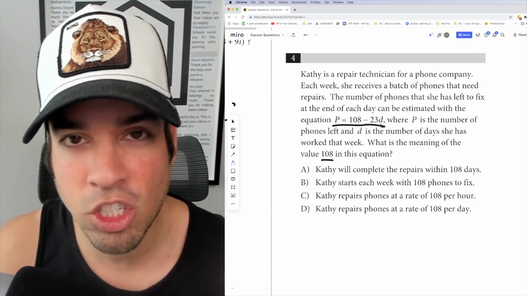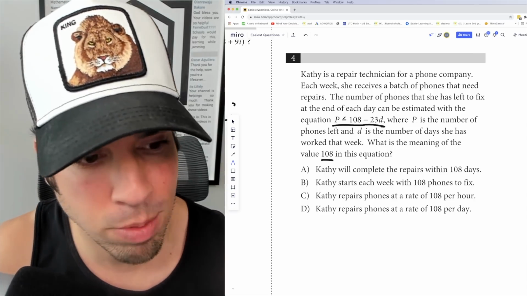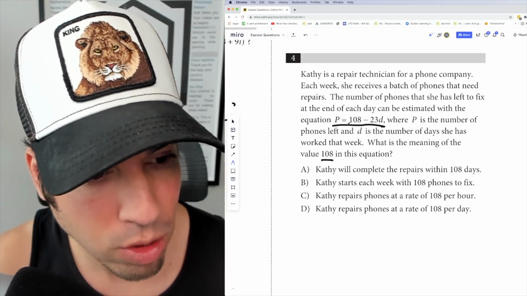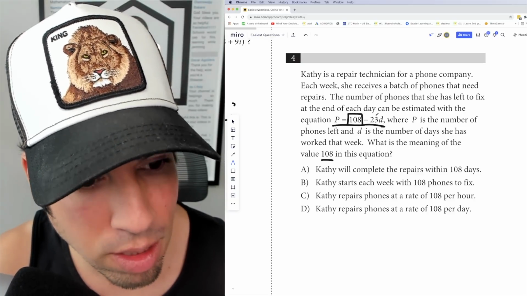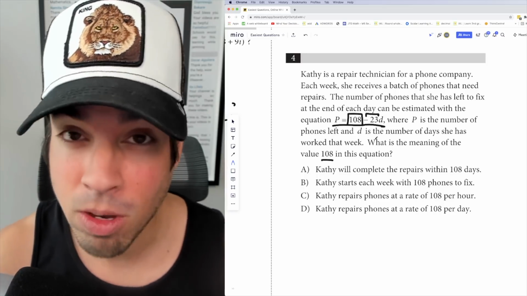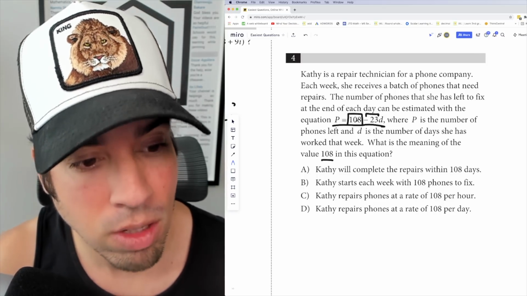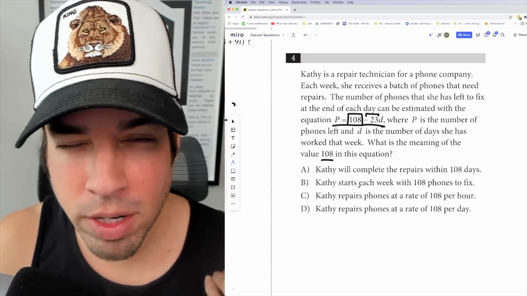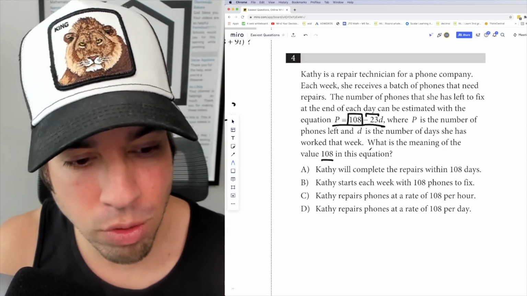And what type of equation is it? It is linear because there's no exponents. And we've got 2 critical pieces to a linear equation. We've got the y-intercept, which is the constant, and then we've got this value, which is the slope, aka the rate of change. They're not asking about that. They're asking about the 108, which is the y-intercept. Y-intercept is always your starting value, your initial value.